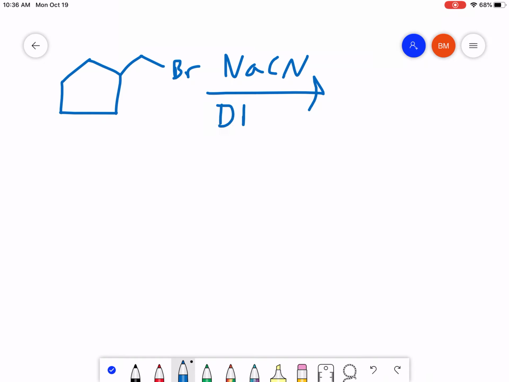Let's use something different. Let's use acid. Let's use DMSO here. Okay. Now, again, remember the order of importance. The first thing you always look at is the type of alkyl halide. So what type of alkyl halide do you have?